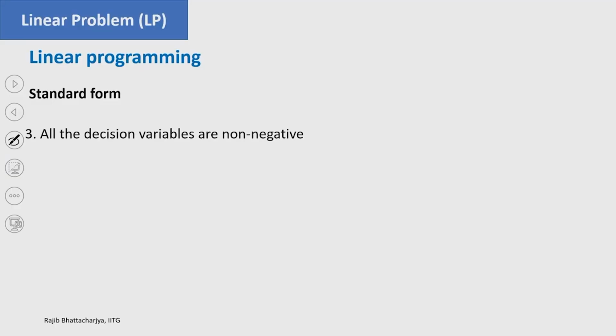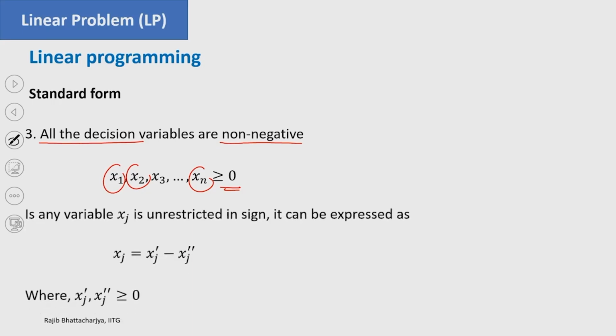Now, the third condition: all the variables should be non-negative, that means positive. But you may have some negative variables. In some cases you may have negative variables. So x1, x2 up to xn should be positive, but when you have a negative variable, suppose xj is unrestricted in sign, that means xj can be negative also or it can be positive also.